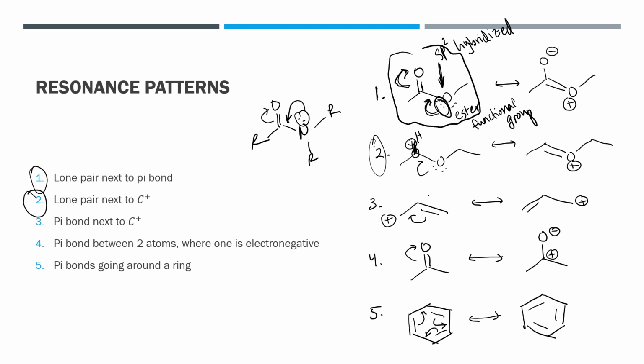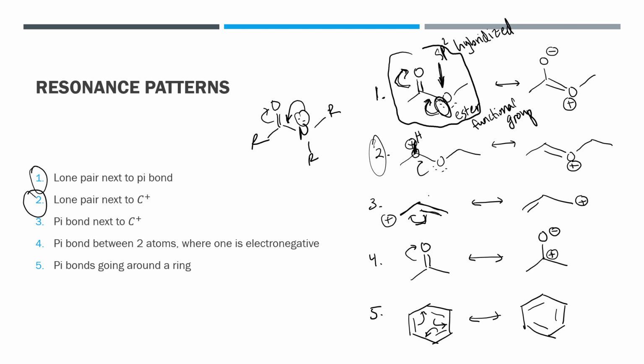Let's look at the third pattern. We have a pi bond next to a carbocation. And just like how we had a lone pair next to a carbocation, with a pi bond next to a carbocation, we just move the pi bond such that our carbocation becomes not a carbocation, because we're taking electron density from the pi bond and moving it to the carbocation. So here we have this pi bond, we have our carbocation on the left carbon.